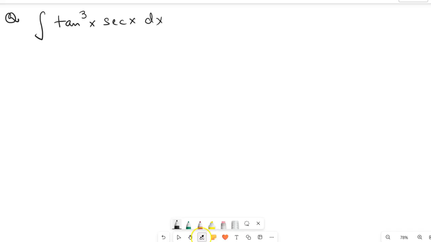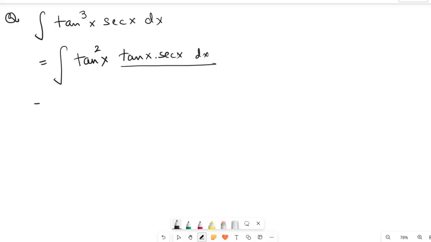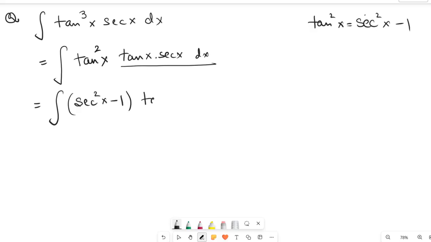Let's do one more of a similar kind. If you notice here, the tangent's power is odd and secant's power is odd also. So the strategy is to peel one tangent and write it with secant x and dx. And all the other tangents you're going to convert to secants by using this formula. So this is secant square x minus 1, and all the other things we have as is.